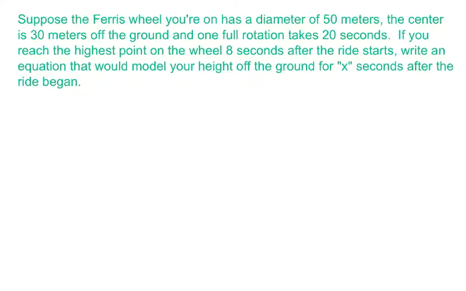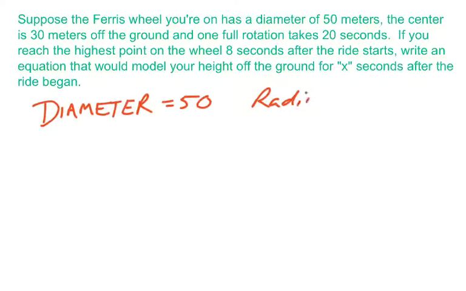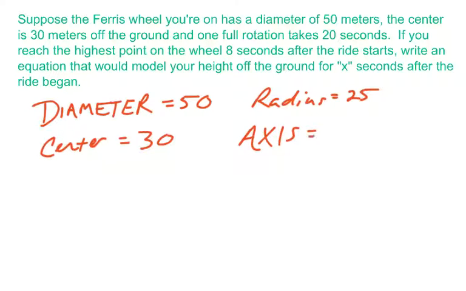So a couple of the things we have here. We have diameter. Diameter is 50 meters, which means the radius is 25. The center is 30 meters off the ground, and that tells us our axis of rotation is 30. Again, here amplitude is radius, so this tells us our amplitude.